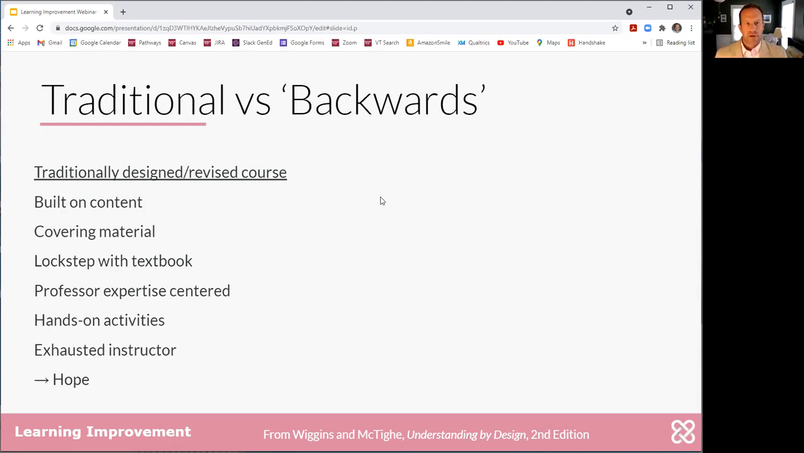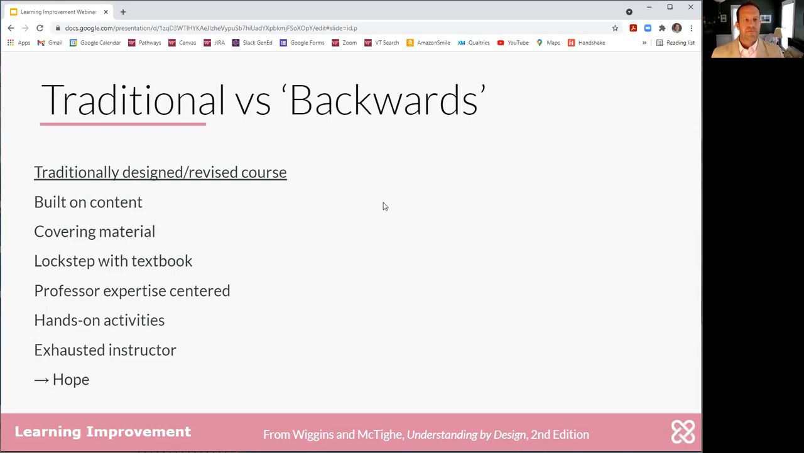Wiggins and McTighe as a whole, this is what I find myself constantly fighting, which is this idea of the traditional versus the backwards. I call it backwards just because it's different than what we're used to. So traditional would be we look at that piece of evidence and we immediately start looking at the syllabus, the topics, the content. We develop the whole course built on content, built on chapters. So it's right lockstep with the textbook.